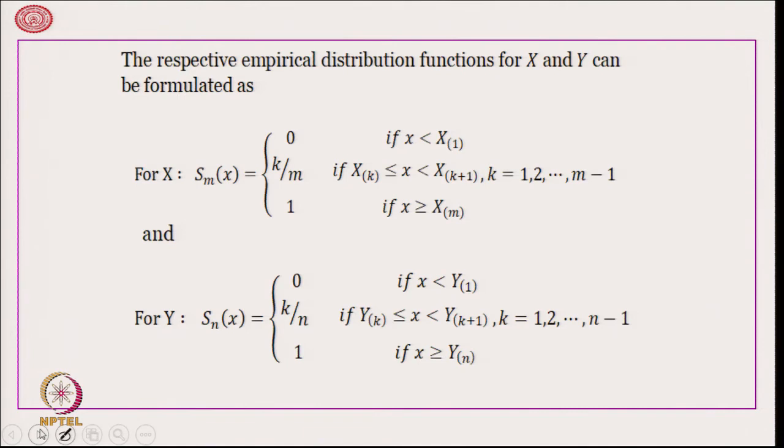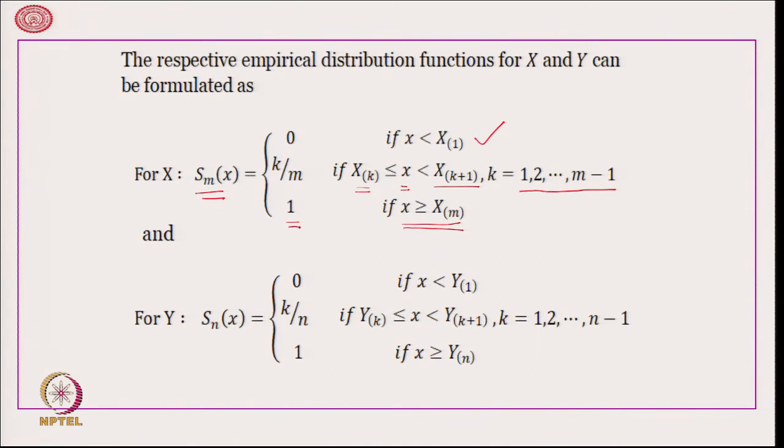Therefore, the respective empirical distribution functions for x and y can be formulated as follows. For x, S_m(x) is 0 if x is less than x_1, it is k by m if the kth order statistic is less than or equal to x and x is strictly less than x_(k+1), for k equal to 1, 2, 3 up to m minus 1. And for any x greater than the mth order statistic, the largest of the x, the value of the empirical cumulative distribution function is 1.